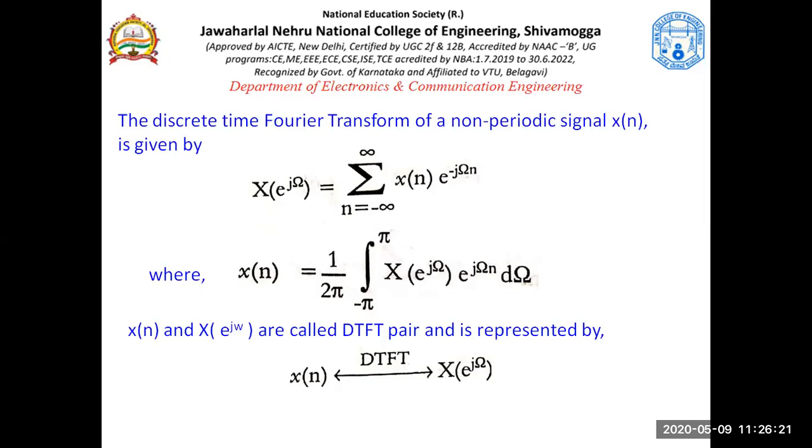Similarly, X(e^jω) is the coefficients of the signal x of n, the DTFT coefficients, mind you. For Fourier series coefficients, we used to differentiate by attaching the term Fourier series. Here we have to attach the term DTFT coefficients. So this is the DTFT coefficients of x of n in frequency domain. Omega here refers to the frequency, the angular frequency. Understand that? This is in time domain, this is in frequency domain.